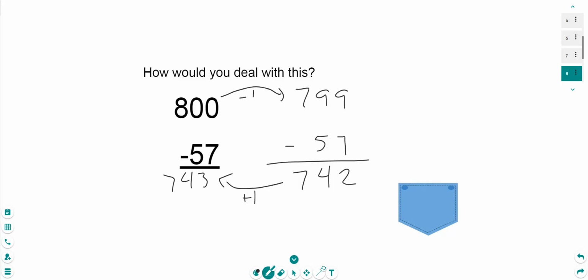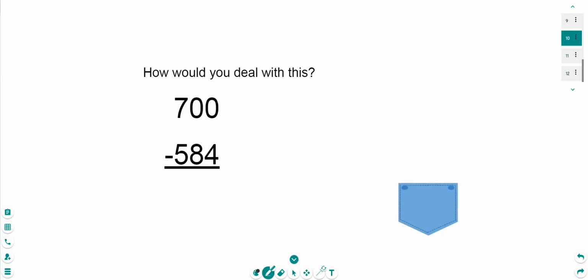You'll notice for this one, I didn't write the number 1 in my pocket. The pocket is just there to help you remember to deal with that change of the question that you made. My arrows showing subtract 1 and add 1 also do the same thing. Here's another one for you to try.